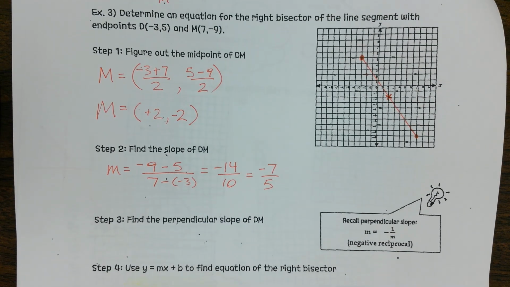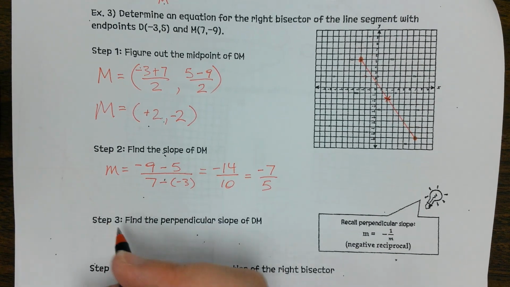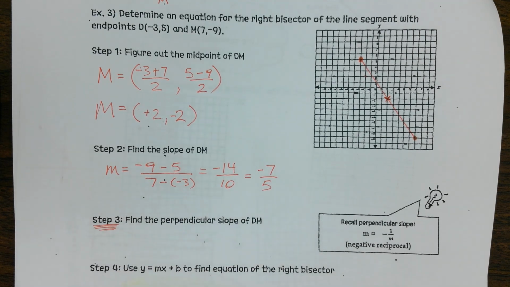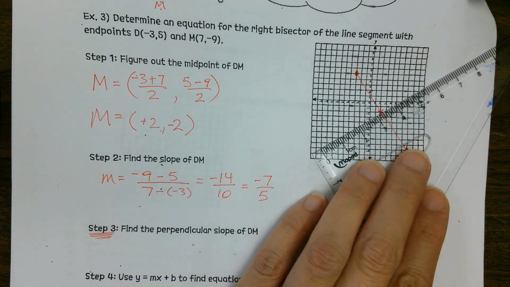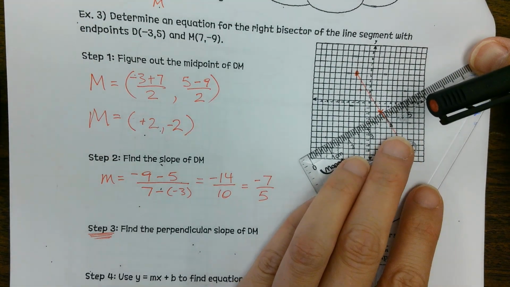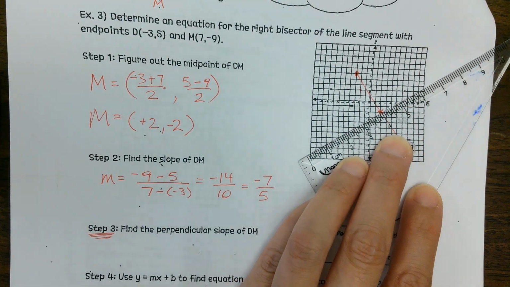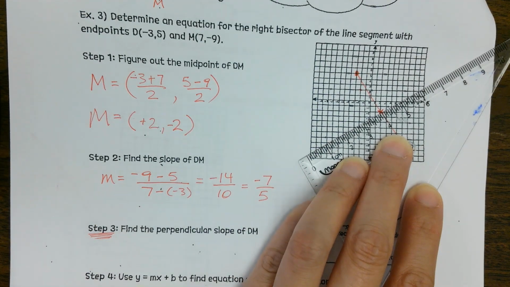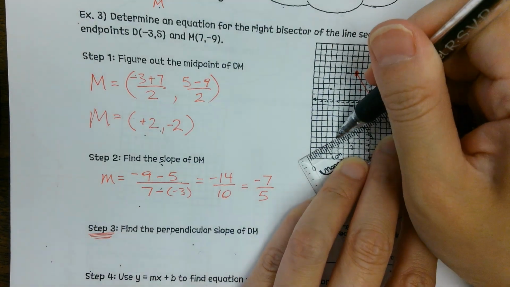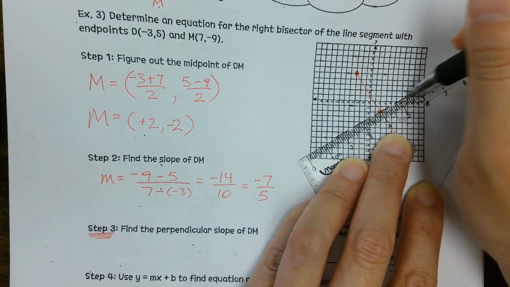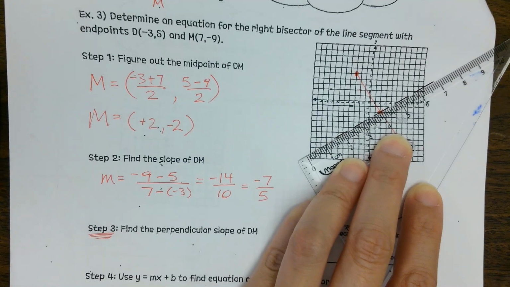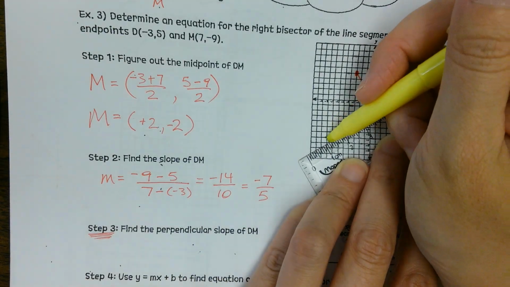So what's the difference between this step 3 and the step 3 that we did in the example 2? Yep, it's perpendicular. So now I'm not going to use that slope to find my equation. I'm not looking for that red line. I'm looking for the equation of this line right here, a perpendicular line.